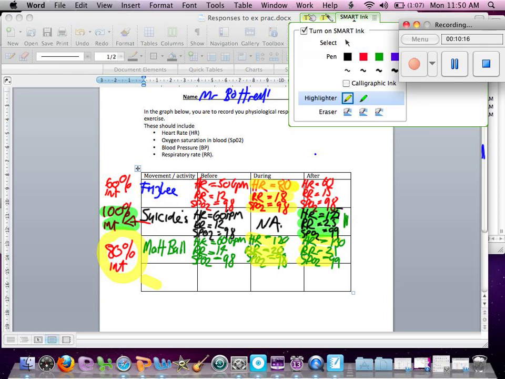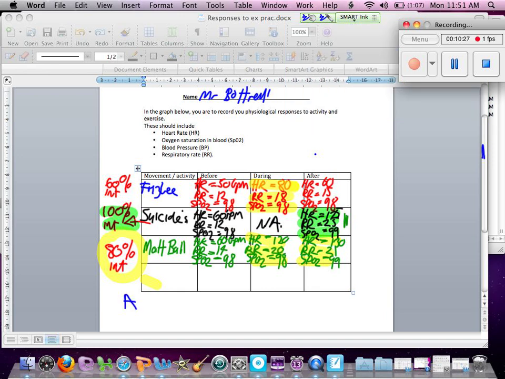What does all this mean to us? Well, the idea of the activity was to show you this, that as intensity increases, so does an increase in heart rate and respiratory rate. They are linear. They go up together at the same rate.